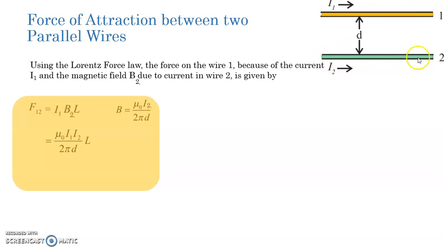The magnetic field produced by the second wire, that is B2, is equal to mu naught I2 divided by 2 pi d. Let us substitute this formula for B2 in this expression. We get F12 is equal to mu naught I1 I2 multiplied by L divided by 2 pi d. Force per unit length on the first wire will be equal to F divided by L, which will be equal to mu naught I1 I2 divided by 2 pi d. This force on wire 1 is directed towards wire 2.